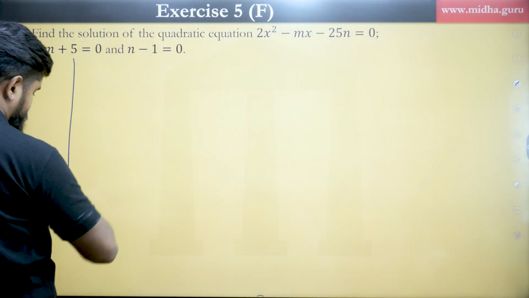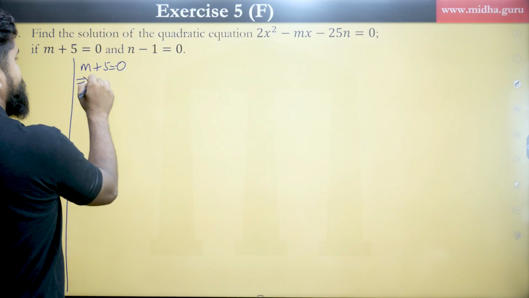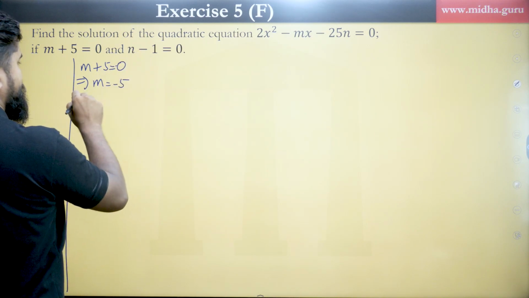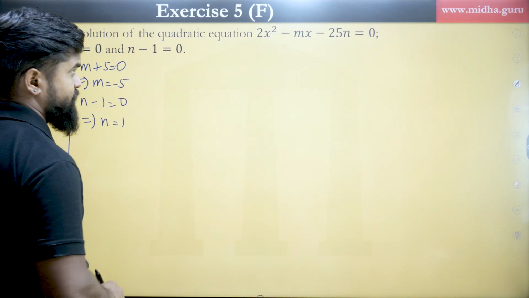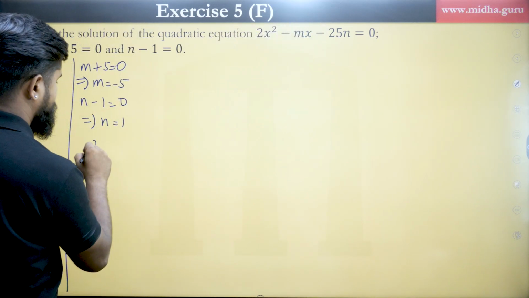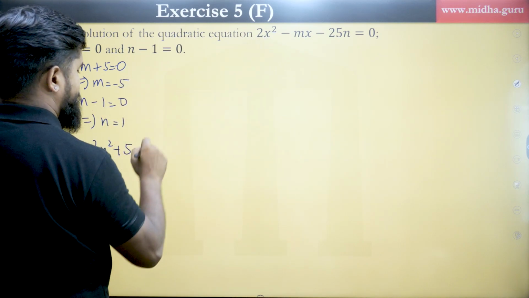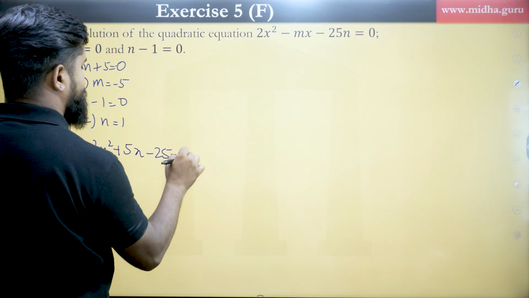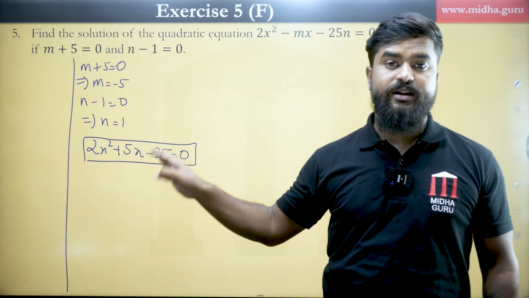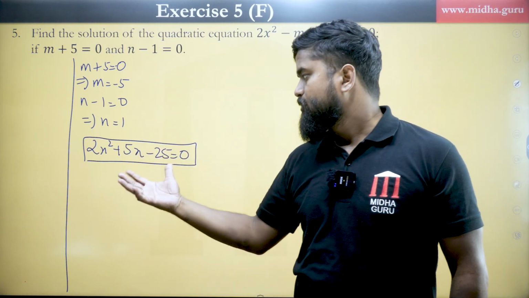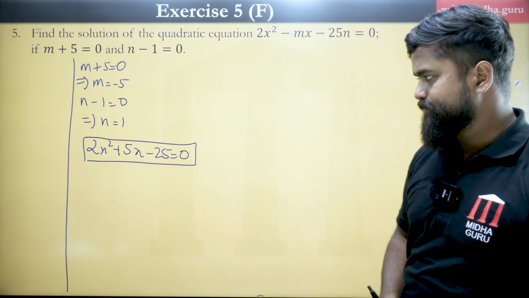So let's begin. First things first, m plus 5 is equal to 0 implies that m is equal to minus 5. Now n minus 1 is equal to 0, which implies n is equal to 1. Now we'll put these values here, we'll get 2x squared, substituting m, that is minus 5, it becomes plus 5x, minus 25 into 1 is minus 25 is equal to 0. So 2x squared plus 5x minus 25 is the quadratic equation that we are supposed to solve to get the values of x. So we'll begin.